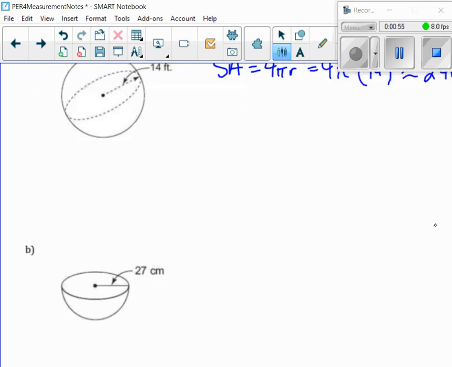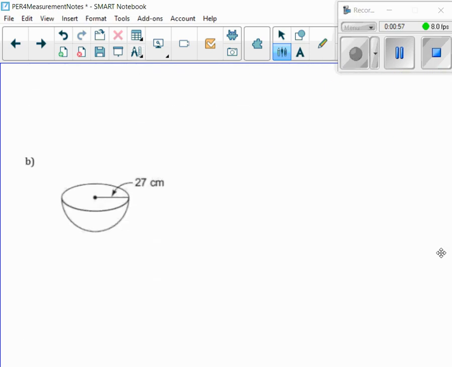All right, next up, a hemisphere. What's the formula for a hemisphere? 3 pi r squared, yes? So it's going to be 3 times pi times 27 squared. And what's my units going to be? Centimeters squared. Okay, so times 27.